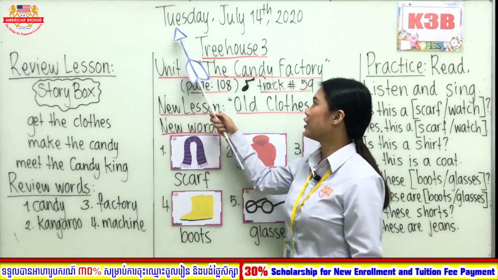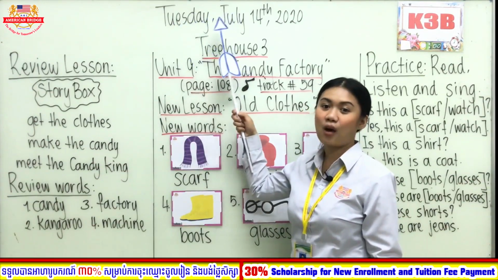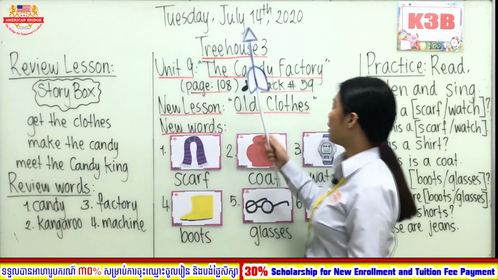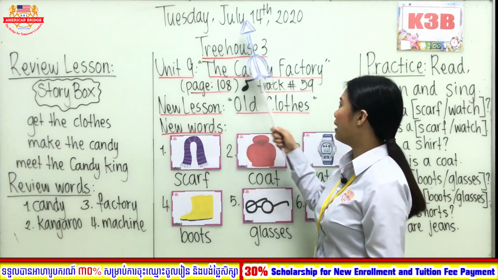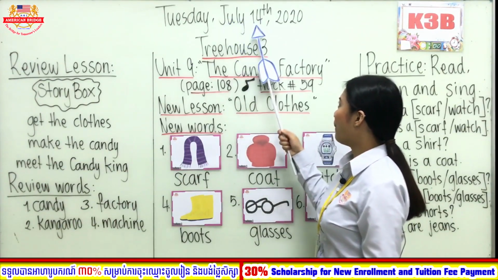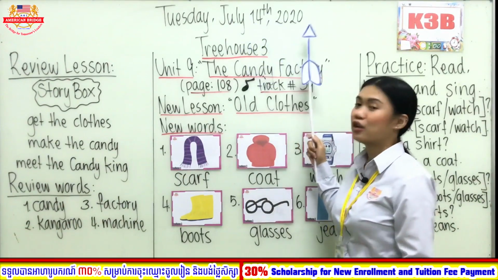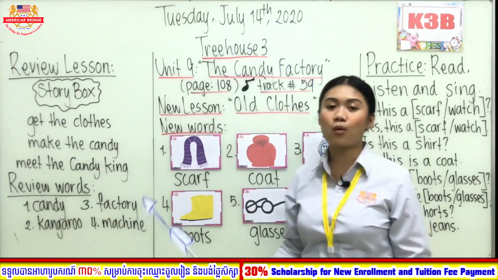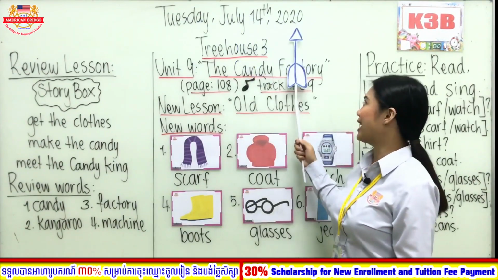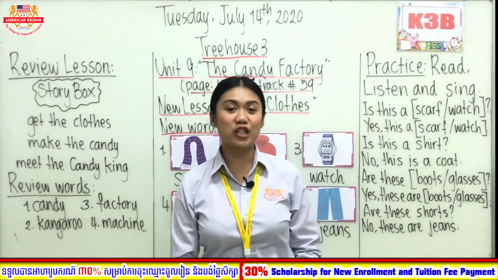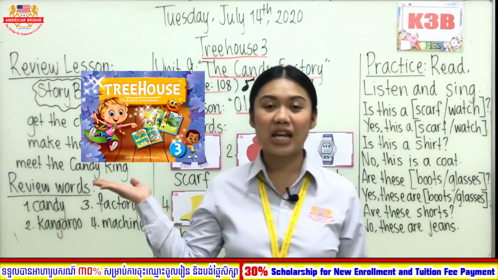Tuesday. How about the month? July. Correct. How about the date today? 14th. Correct. And the year is 2020. So let's read one more time. Tuesday, July 14th, 2020. So class, every Tuesday on our first session, we are going to study Treehouse 3.